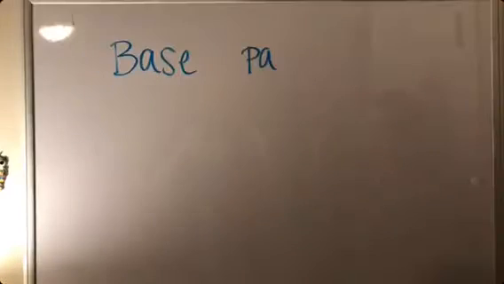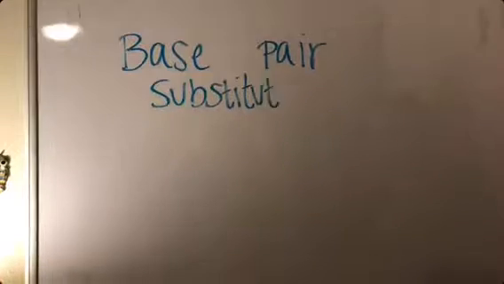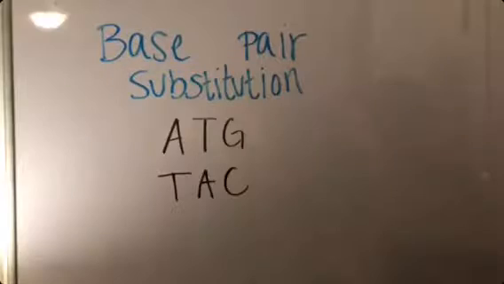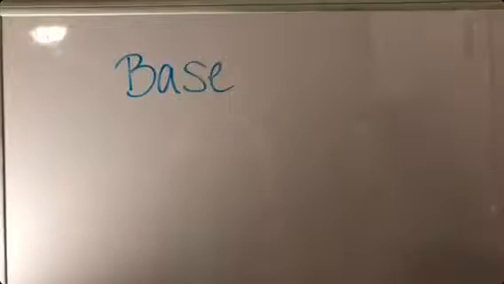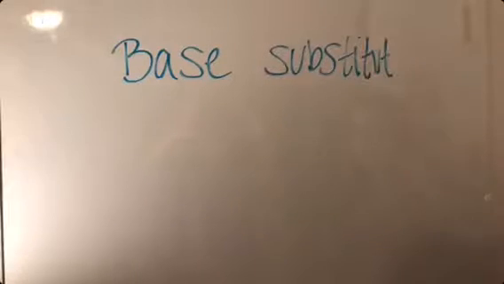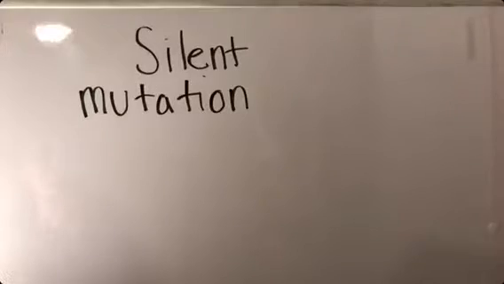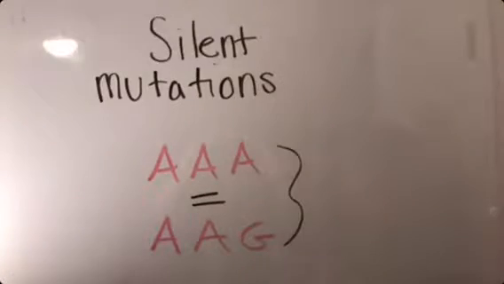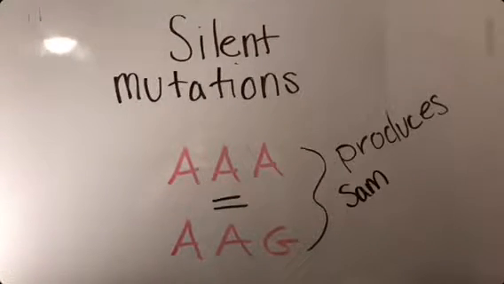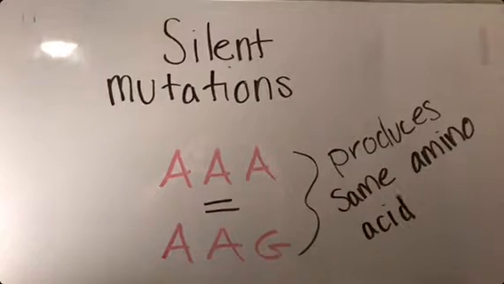Base pair substitution replaces one nucleotide and its partner with another pair of nucleotides. Silent, missense, and nonsense mutations also fall under the base substitution category. Silent mutations have no effect on the amino acid. For example, when codon AAA turns to AAG, the amino acid produced is still the same, therefore causing no effect.